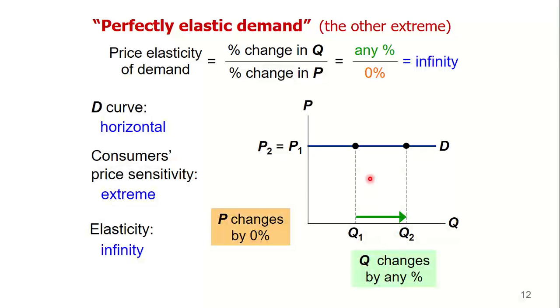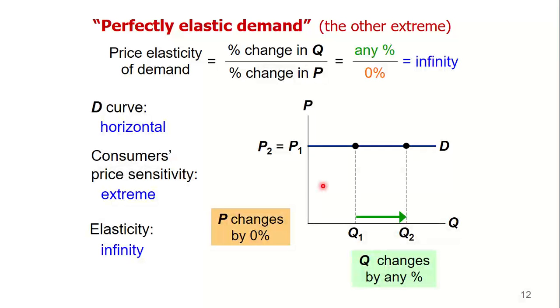When the demand curve is horizontal, the quantity is indeterminate. Consumers might demand Q1 units one month, Q2 units in the other month, and some other quantity later. So quantity can change by any amount, but price always changes by 0%, that is, it doesn't change. If perfectly inelastic is one extreme, this perfectly elastic is the other extreme.